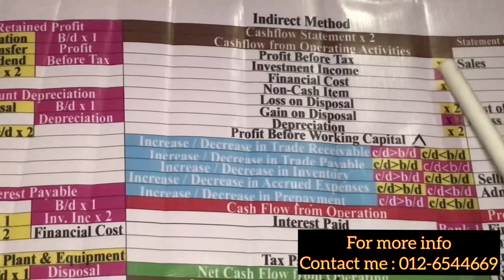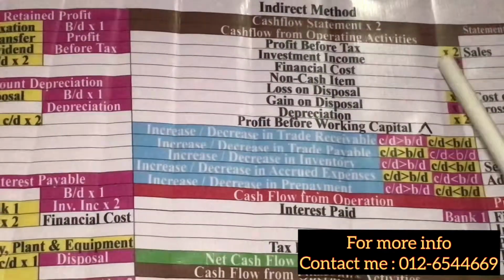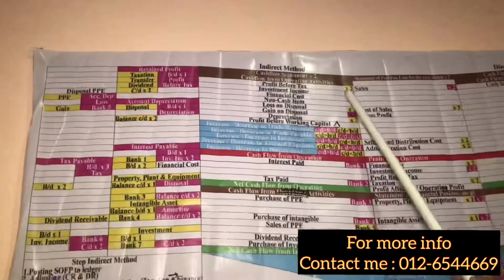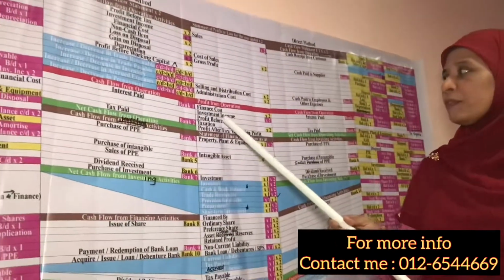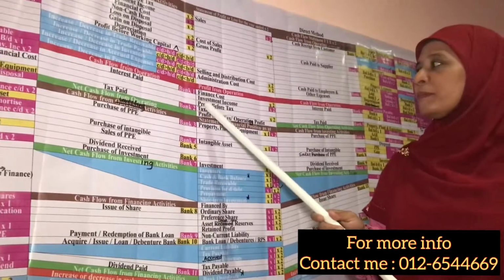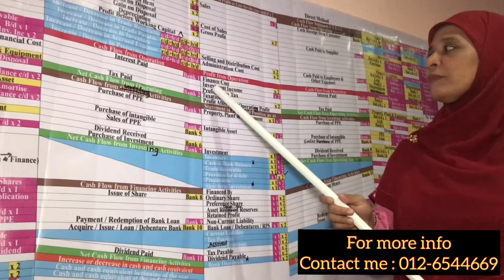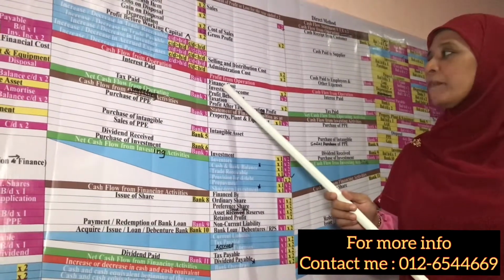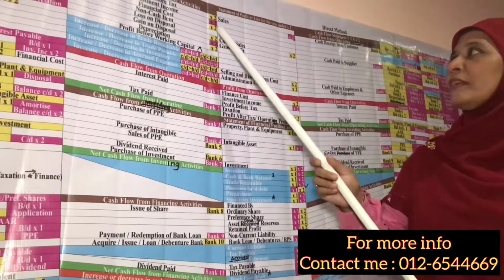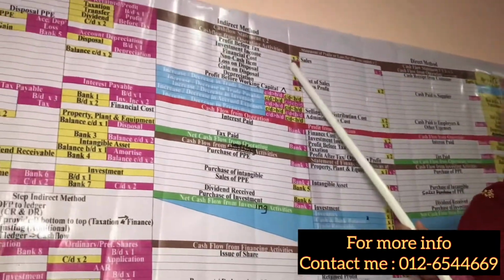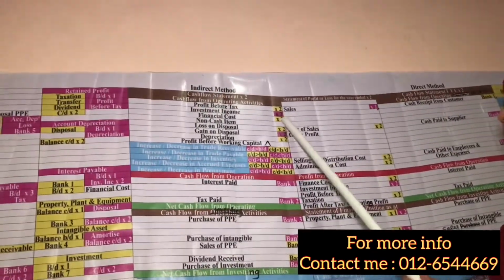And then you have to minus your investment income. Right here, you have to deduct your investment income because you are working from profit before tax to the profit from operation. So in order to get profit from operation, you start with profit before tax. If you have plus, you have to minus. If you have minus finance cost, you have to add back. So that's why you have profit before tax, minus investment income, plus finance cost, to get profit from operation.